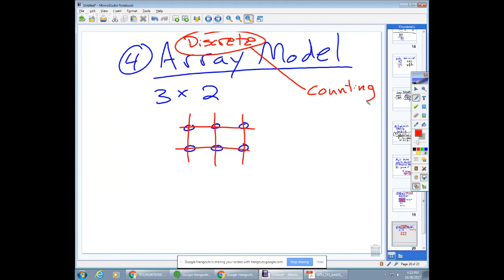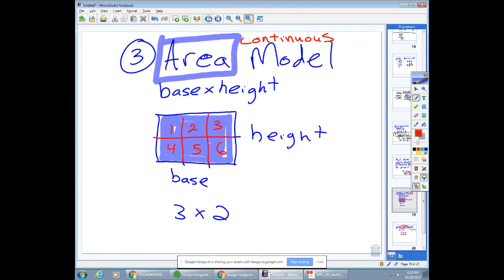So the idea of discrete and continuous make them different models, but it's pretty much the same idea. You have nice rows and columns. Whether you consider the intersections for the array model or the space for the area model.